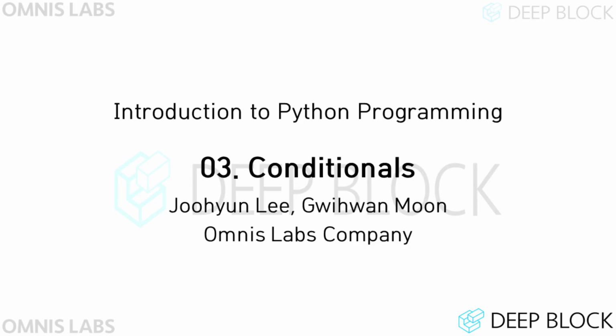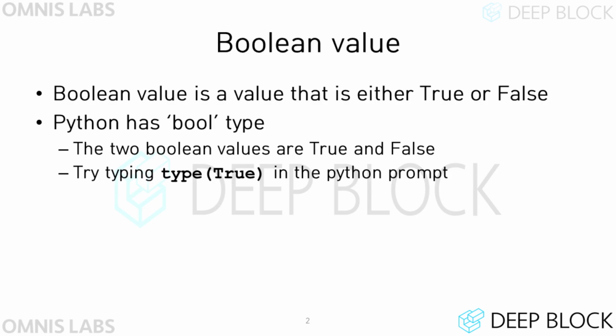Hello, today we will learn about conditional statements. First, let's learn about the bool type before learning about conditional statements. The bool type is a type that has only two values, True and False.